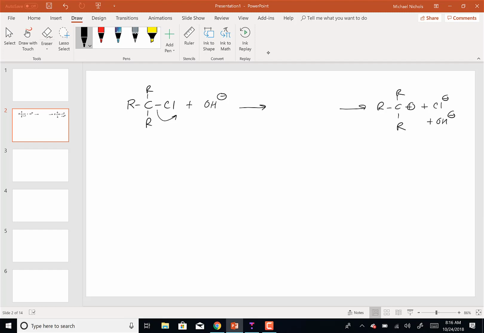Now, what we need to do is write the transition state for this step. The transition state is going to be the average of the reactants and the products, and the transition state also is where we make or break bonds. So if I am going to write the transition state for this, I'm going to write it like that.